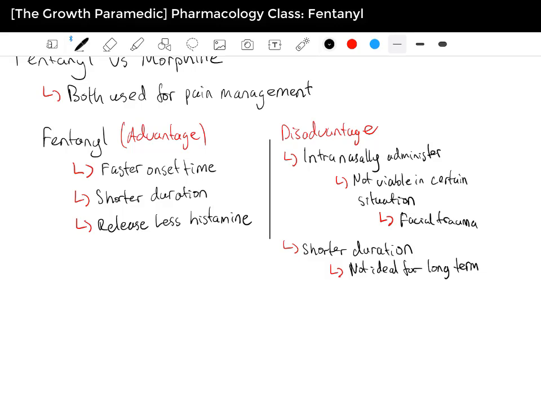So really, I'm saying that, but if you want to, you can continuously give them fentanyl. I don't recommend that. If you're going to give them an opioid analgesic, then go for one medication that is more suited for it. So not ideal for long-term pain management.